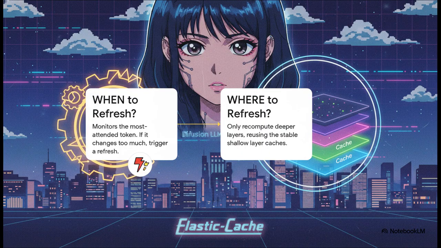And that leads to this genius 2-part strategy. First, the question of when to refresh the memory. It uses that super stable, most attended token we just talked about. It just watches that one token. If it starts to change too much, boom, it triggers a refresh. Then the question of where to refresh. It knows from the second observation that the shallow layers are stable, so why recalculate them? It doesn't. It just recomputes the deeper layers, the ones that are actually changing. It's targeted, it's efficient, it's just brilliant.